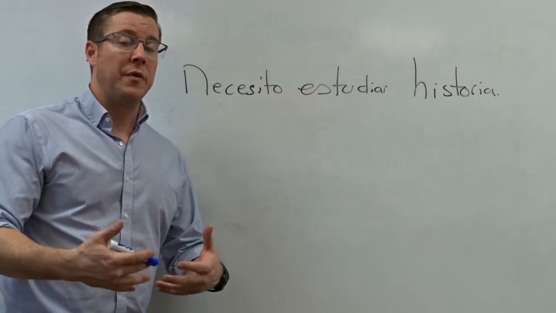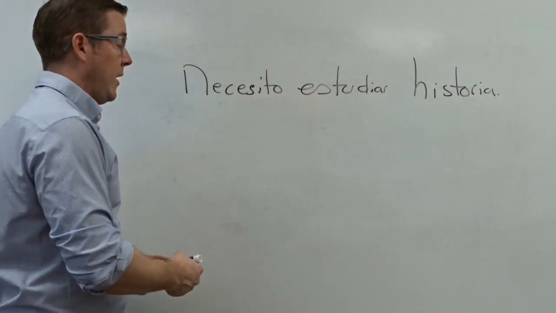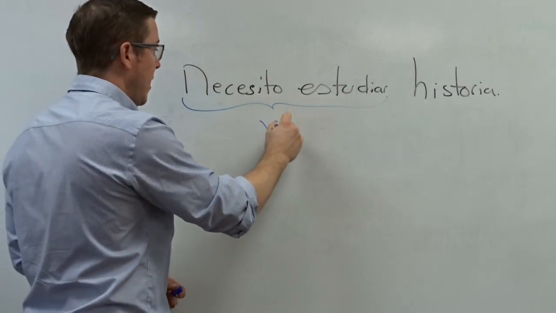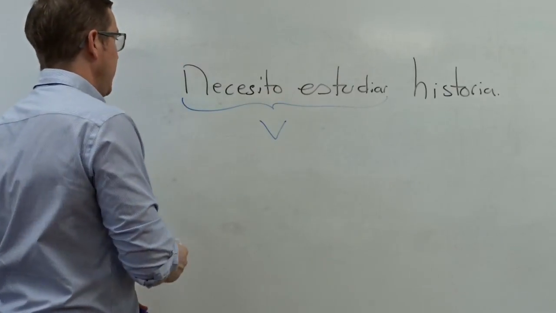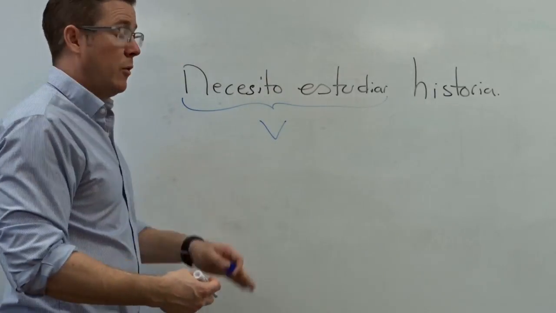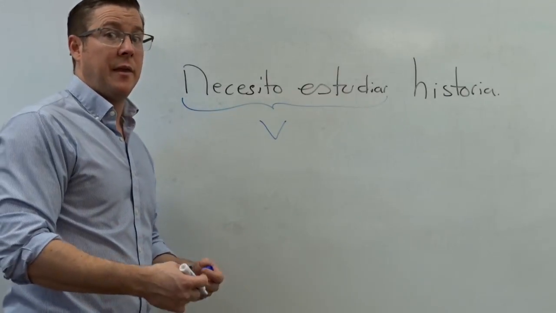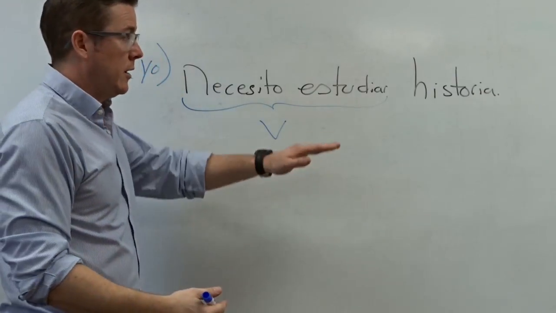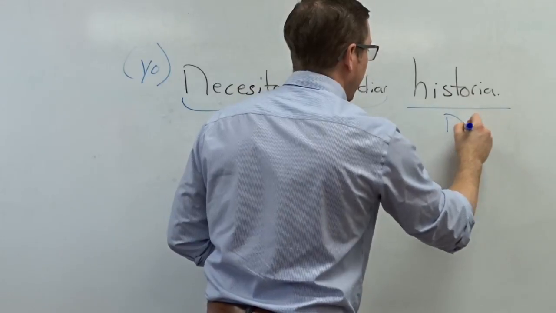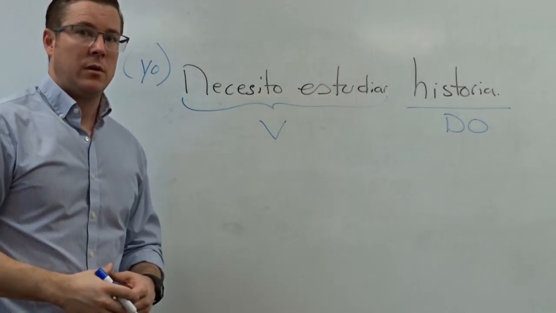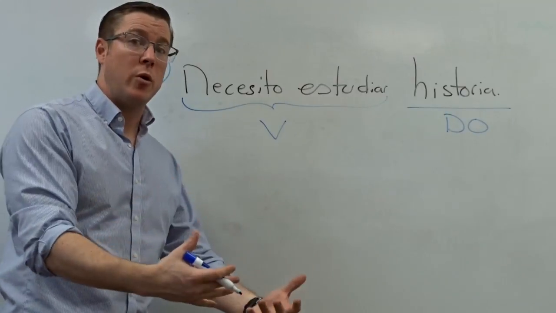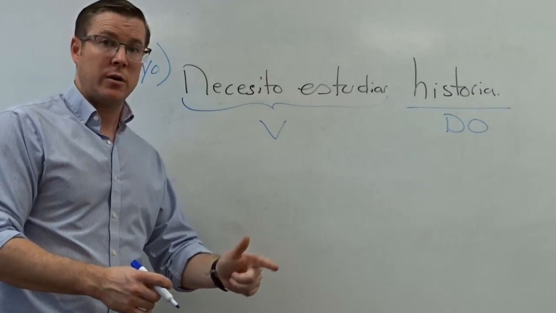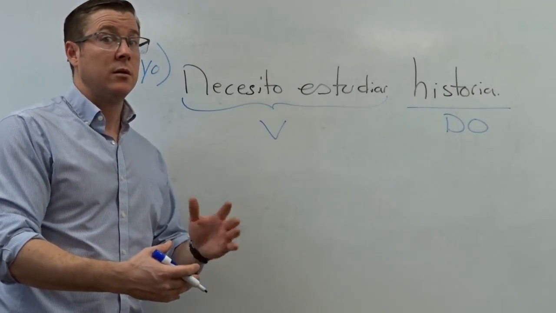First, let's identify what the object pronoun is going to be. Well, we find our verb. Necesito estudiar. This is my verb phrase. Because I know that necesito is the yo form of necesitar, that's my subject. What do I study? Historia. That's my direct object. What's going to be the direct object pronoun I want to use? Well, historia is a feminine singular word. So the pronoun will be la.